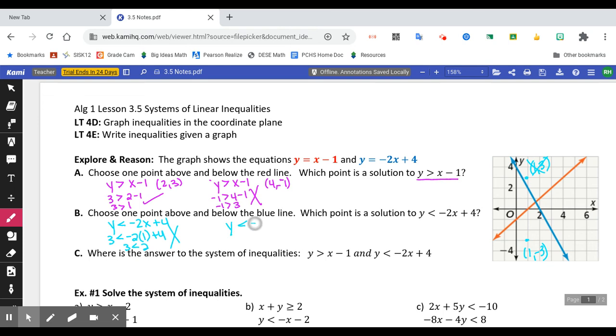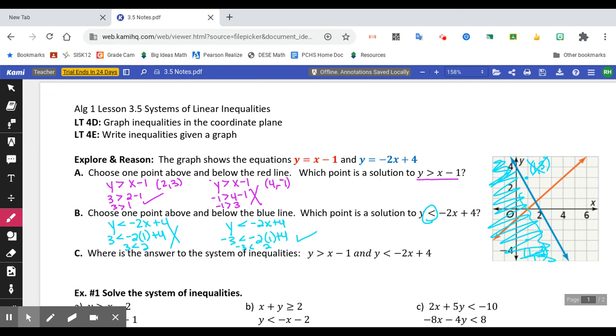Y is less than -2x plus 4. If I have -3 is less than -2 times 1 plus 4, this would be 2. So -3 is less than 2, and this one would work. And that's below the line because it says less than. So all of these underneath here that are less than that would actually work.